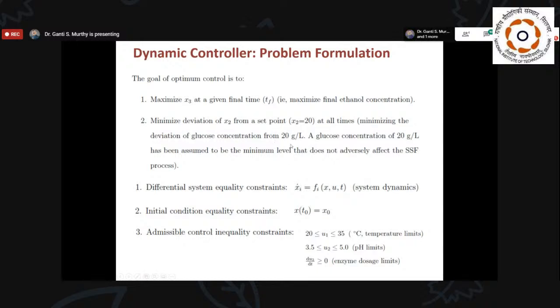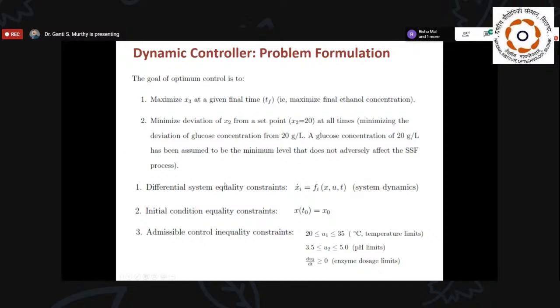We don't want to keep this too much lower, because if it is less than this, there is some evidence that yeast actually suffers from reduced growth rates. So we want to maintain enough concentration that yeast can grow happily, but the bacteria cannot. That is why we have kept it at 20 gram per liter.